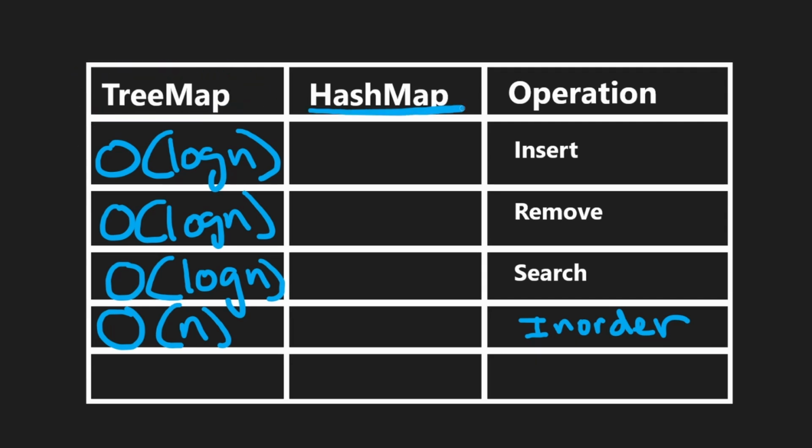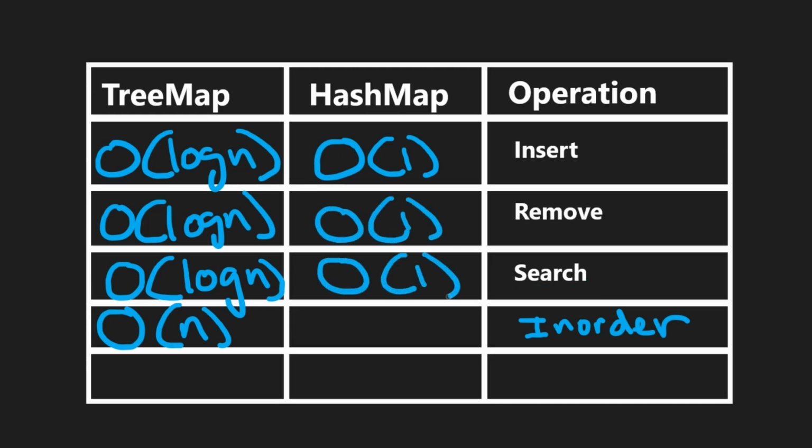With a hash map though, things get interesting. Inserting is actually a constant time operation. Removing is also a constant time operation. And searching is also a constant time operation. So you can already see why hash maps are probably the most useful data structures you're ever going to use. They really just beat tree maps out of the water.